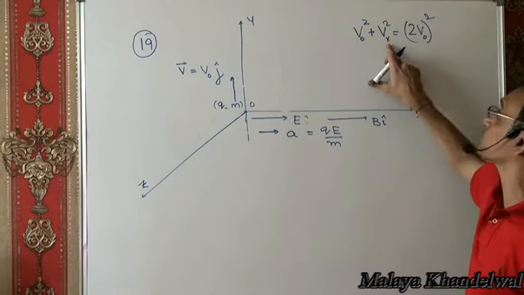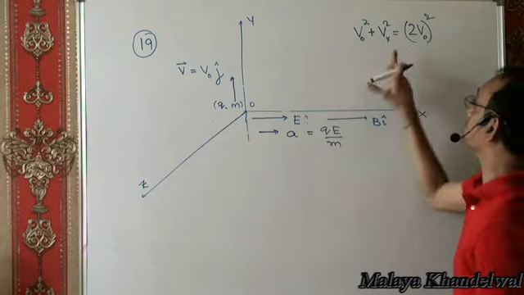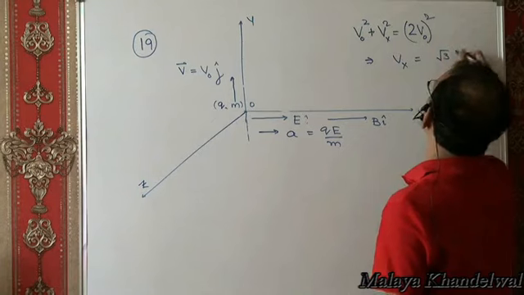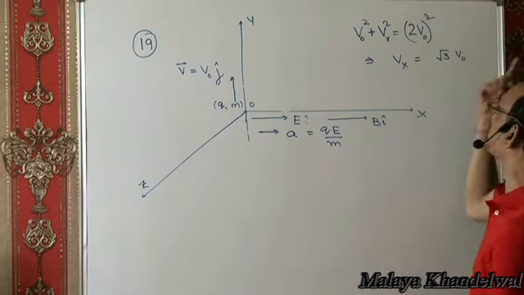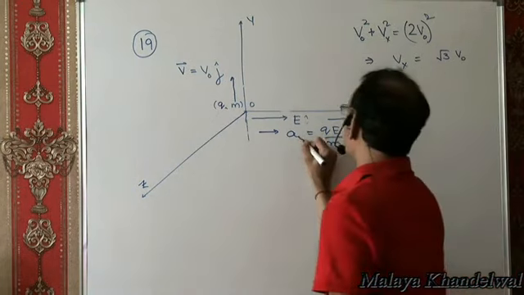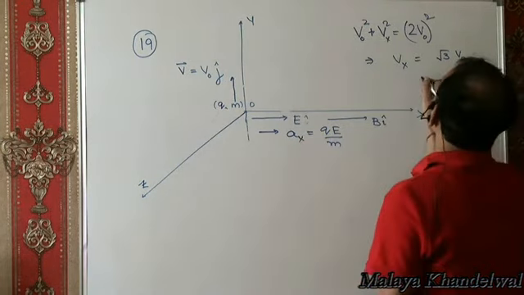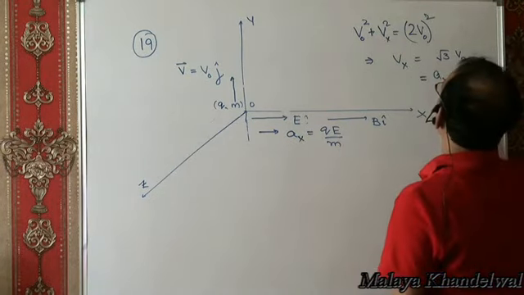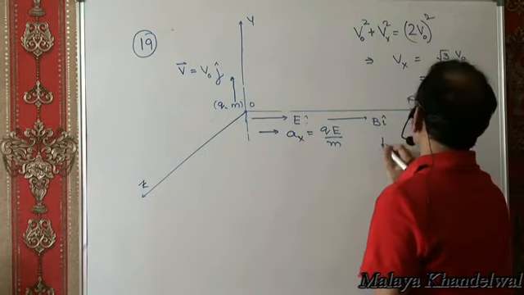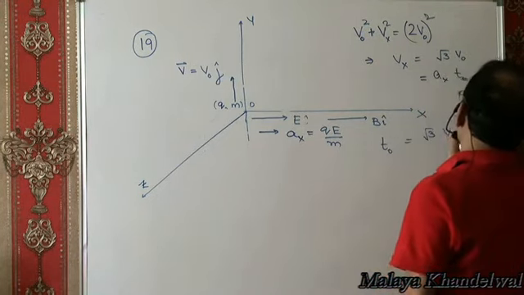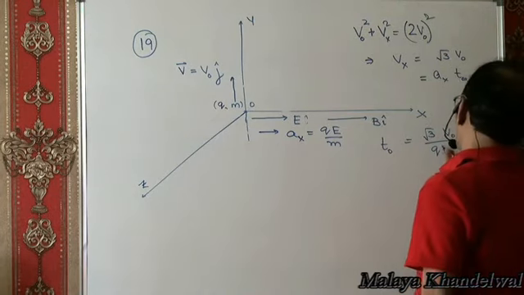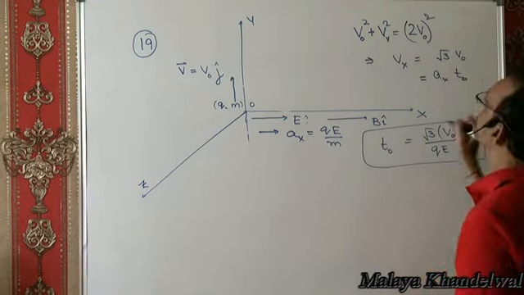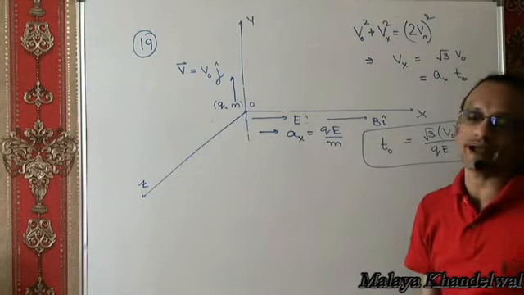And why is this vx changing? Because there is acceleration in the x direction. So after a while, the velocity in the x direction becomes root of 4v naught squared minus v naught squared, which is root 3 v naught, with acceleration ax equal to qE by m. So this happens in time t naught, where vx must be ax into t. So t naught is going to be root 3 v naught divided by ax, and ax is qE by m. That's the time taken for the total velocity to become 2v naught in magnitude, right?